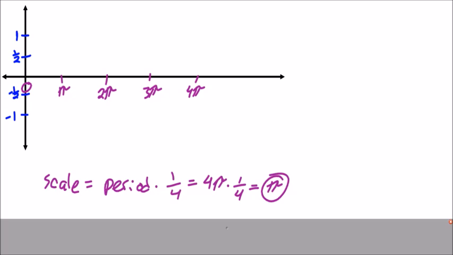So the period's 4 pi. We're going to multiply 1/4, so that gives us pi. And that's why each of these points are separated out by a distance of pi. So I start at 0, and I add pi. I add another pi that gives me 2 pi. I add another pi to 3 pi, and then 4 pi. So that's the distance between each of those little tick marks.